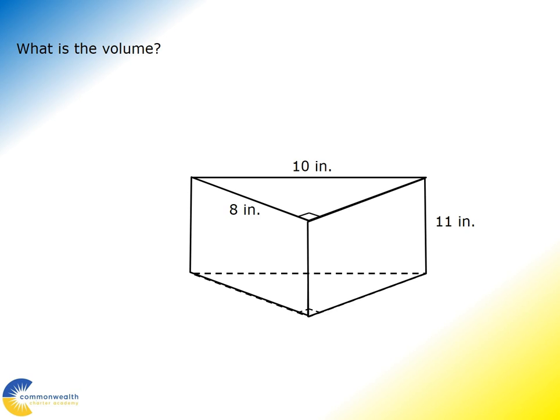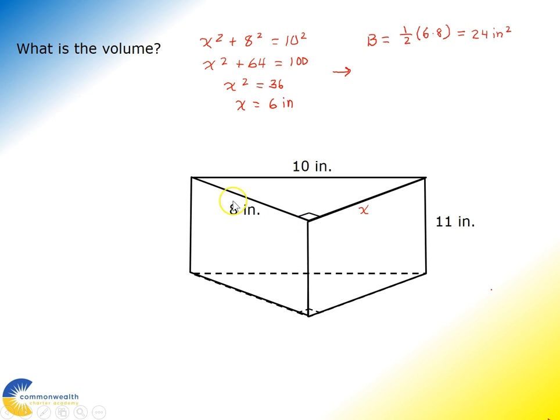So the volume of a prism is the area of the base times the height. So the height is the 11 inches. I need to figure out the area of the base, and it's a right triangle. So if I could figure out what this other leg over here is, I would have a base height pairing. So I use the Pythagorean theorem to figure out what x is, and I know that x is a 6-inch side, which means that the area of the base is going to be 1/2 times 6 times 8, because these are the two that are perpendicular to each other. One could be the base, one could be the height, doesn't matter which one's which.